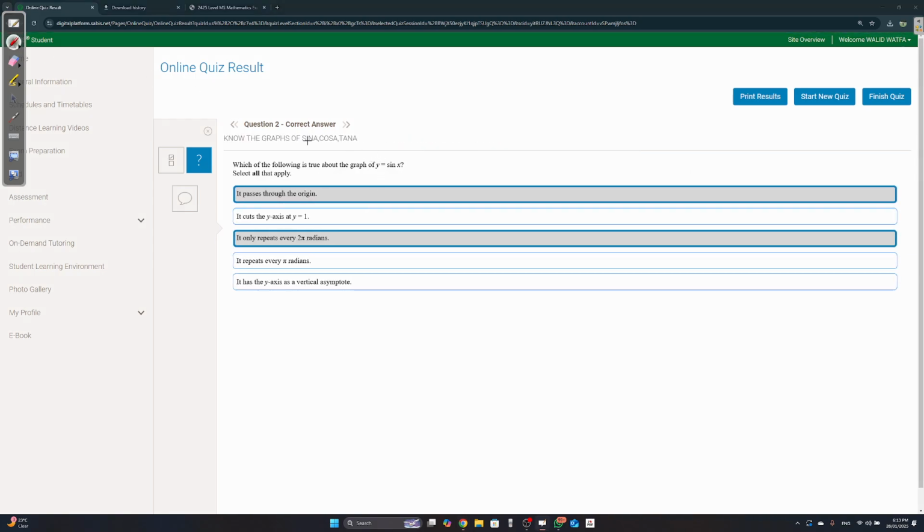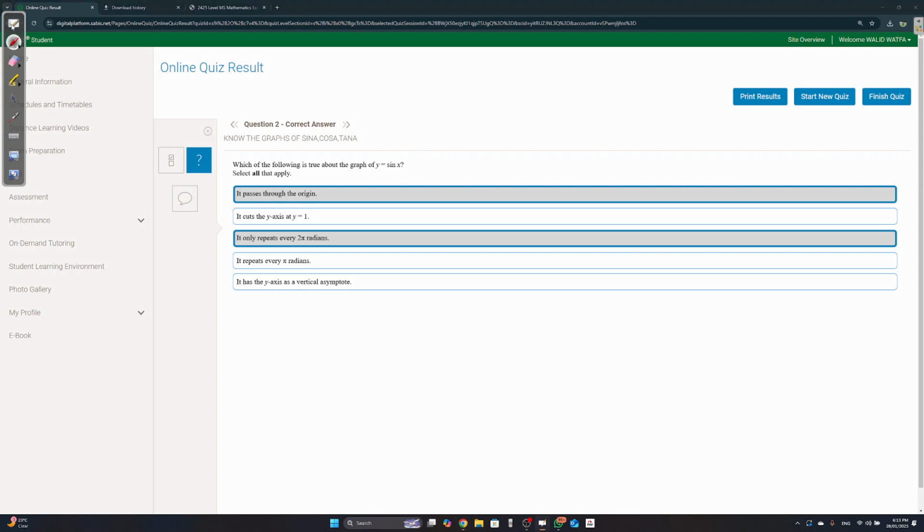Which of the following is true about sine x? Sine x, we know it passes through the origin, starts at 0, 0, and then goes up and then goes down, right? It cuts the y-axis at y equals 1. No, it doesn't cut the y-axis at y equals 1. Sine, cosine, and tan, they don't cut the y-axis at y equals 1. They all cut it at 0, 0.